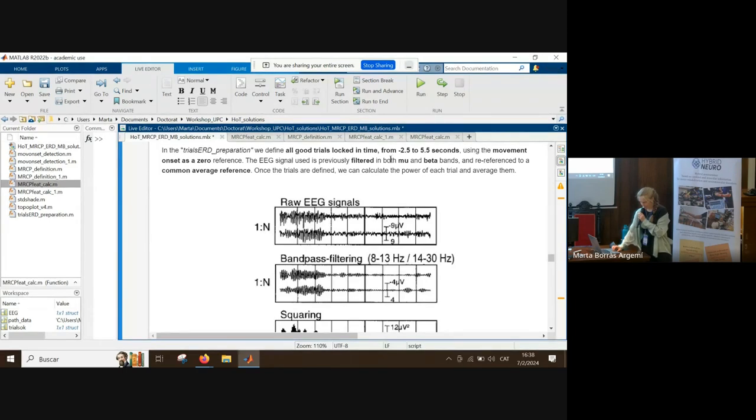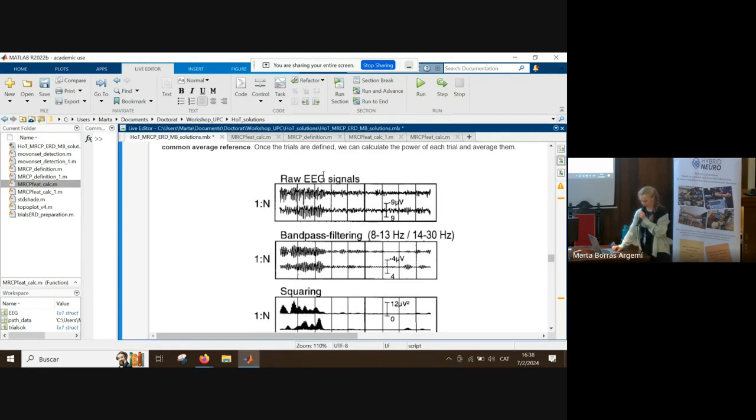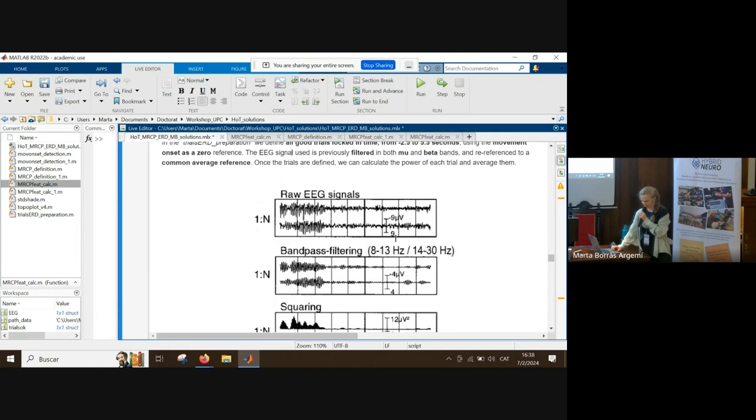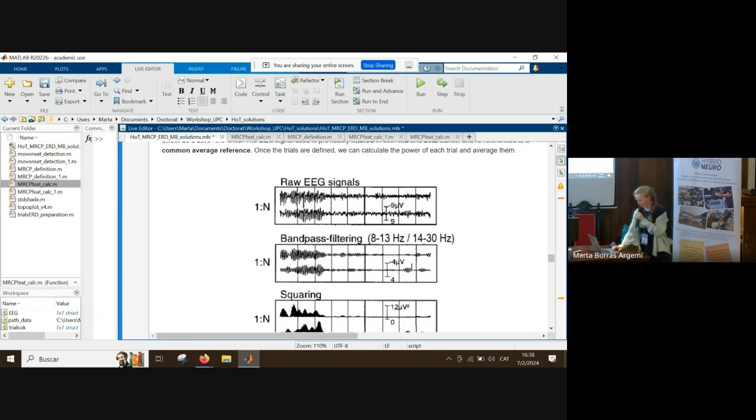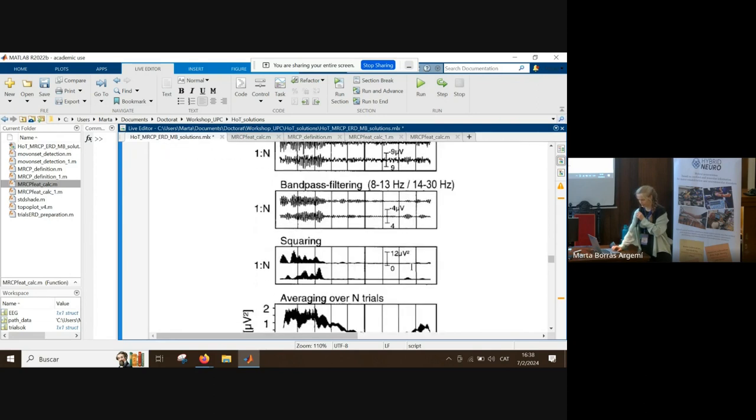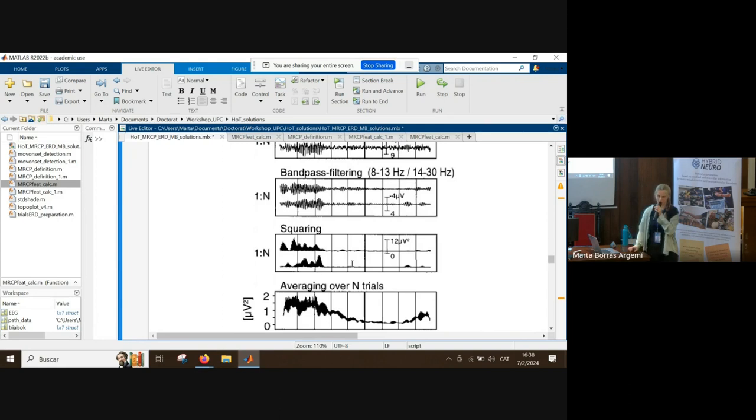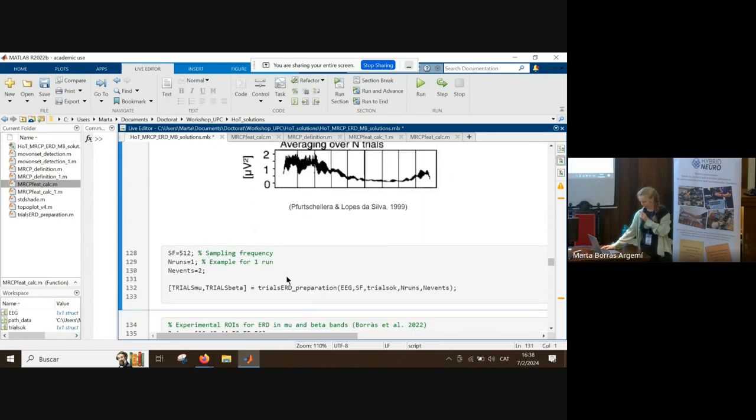Once we have these trials, we band-pass filter the signals from 8 to 13 Hz in the case of the mu band and from 14 to 30 Hz in the case of the beta band. Once we have the signal filtered, we re-reference it to a common average, and finally we square the signals trial by trial. Once we have all the signals squared, we average the trials, and we obtain something like this. Okay, if you run this section.